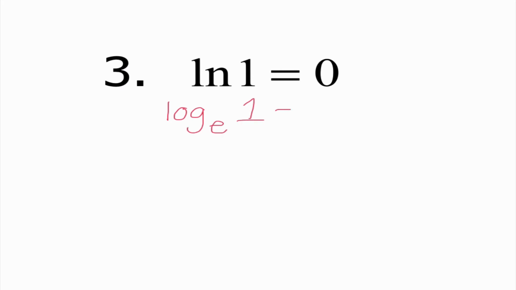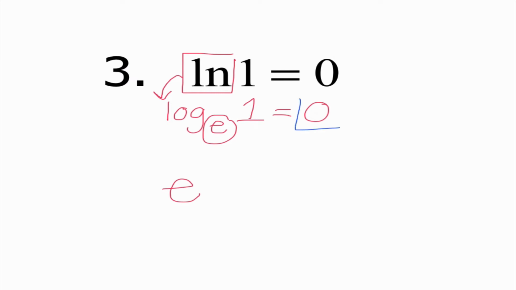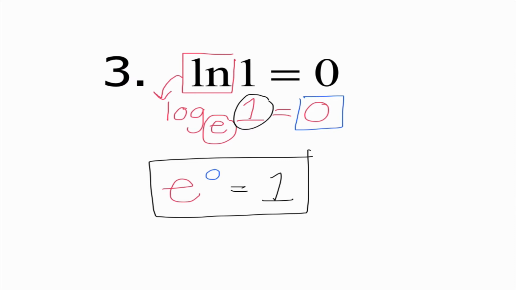Number 3 looks a little bit trickier, so I'm just going to rewrite this as log base e of 1 equals 0. That's just a good reminder to us that ln means log base e. In this case, my base is e, so I'm going to write that as my base. My exponent is 0, and it is equal to 1. This honestly makes sense to us anyways because we know anything to the 0 power is 1.